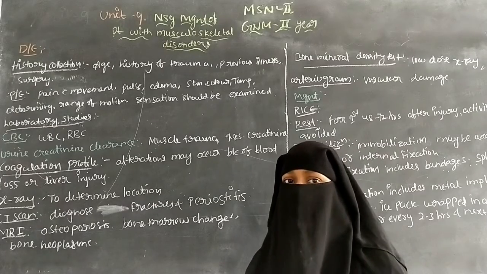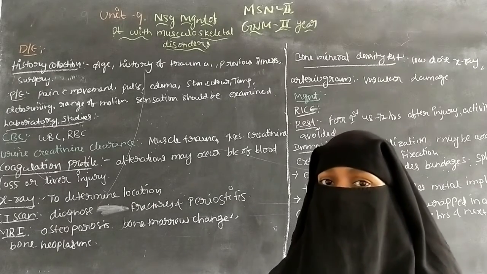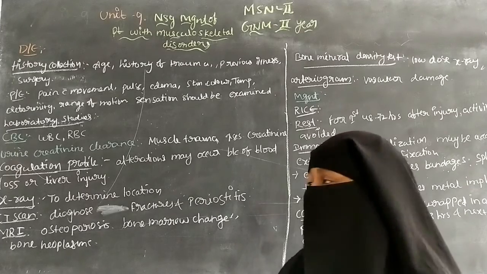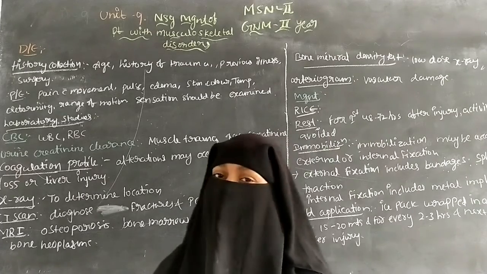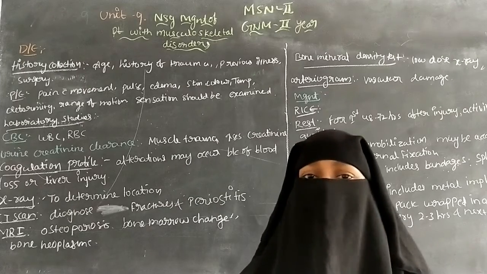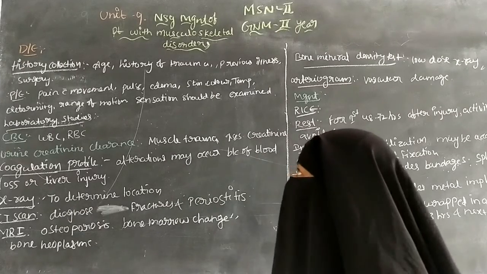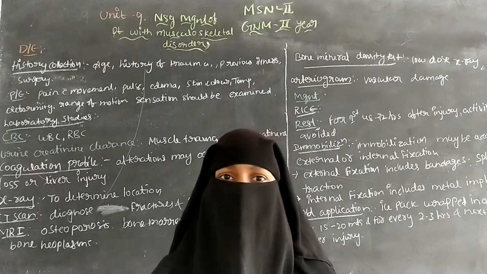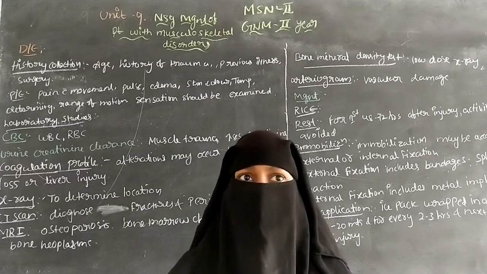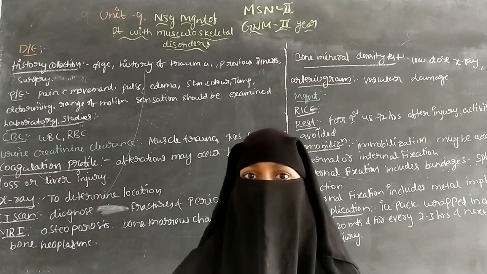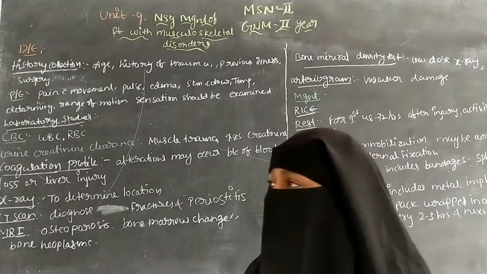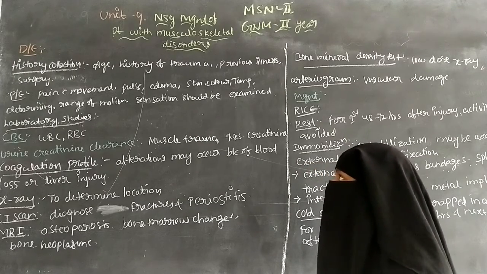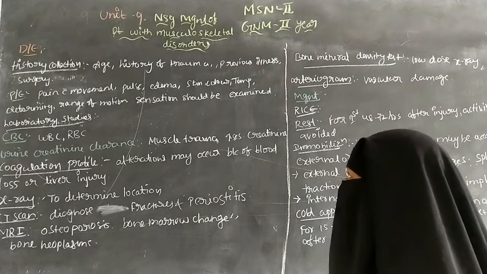The nurse first has to ask the patient about the age. Old age people have more chance of getting fractures. Then there is the history of trauma. Because of any trauma or injury, such as an accident, the patient may get a fracture. So the nurse has to ask the patient about the history of trauma.